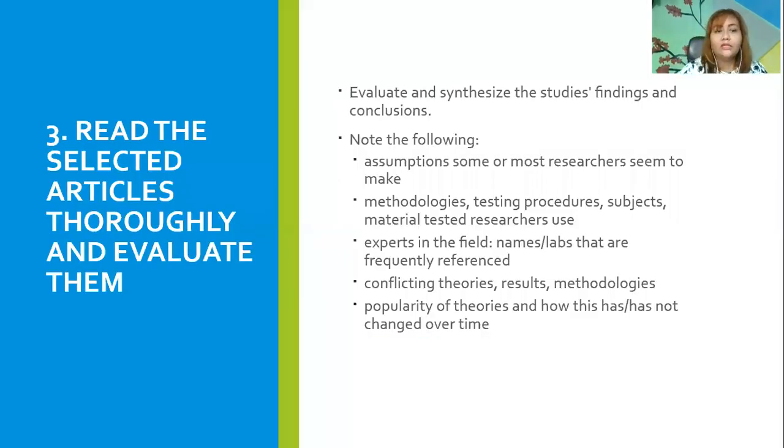Third is read the selected articles thoroughly and evaluate them. Okay? So if you have your articles now, if you have your books, or if you have the journals, all right, you must find the assumptions that researchers or other researchers made, and you must have your own assumption too. So what are you going to look at? You're going to look at the methodology.